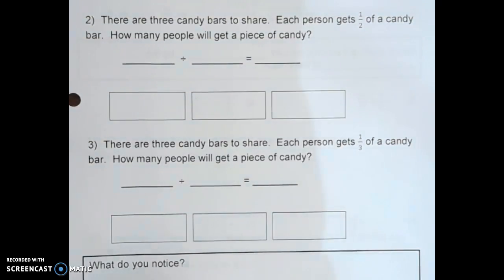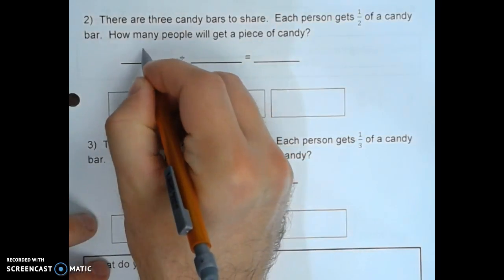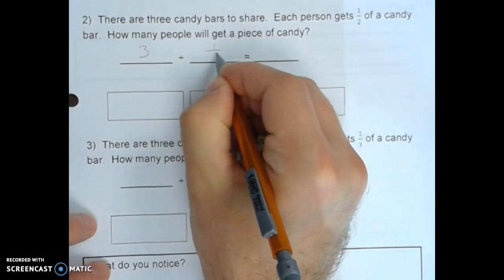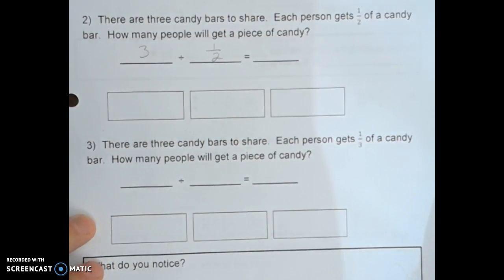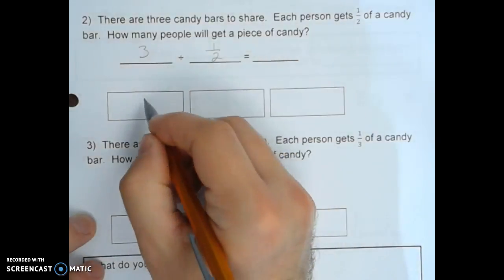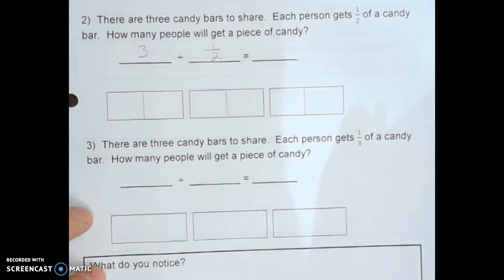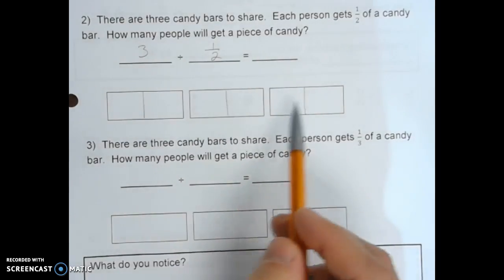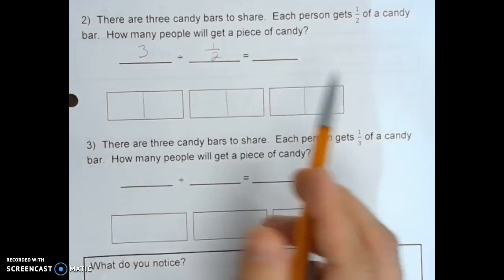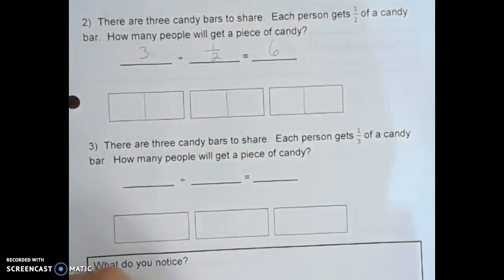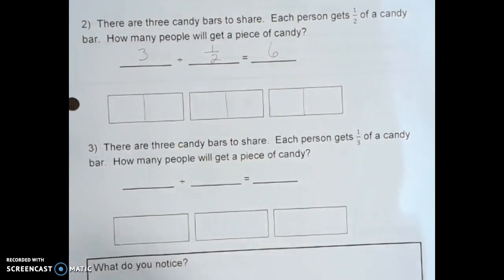In the second example, again, I have 3 candy bars to share. This time, each person is going to get a half of a candy bar. How many people would get a piece of candy this time? So again, I'm going to take my 3 candy bars and divide them into halves, and see how many people would be able to get a piece of candy. Here are the 3 candy bars. Cut each one in half. Then how many halves are there in the 3 candy bars? There's 2 halves here, 2 halves here, and 2 halves here. 2 plus 2 plus 2. That's a total of 6 people that would be able to get a piece of candy. 1, 2, 3, 4, 5, 6 halves in my 3 candy bars.